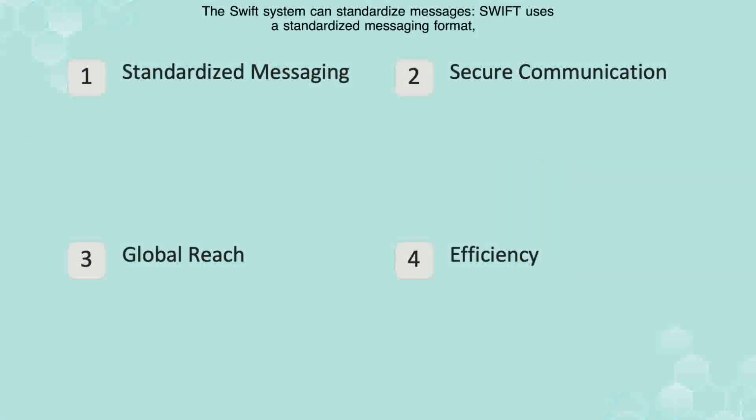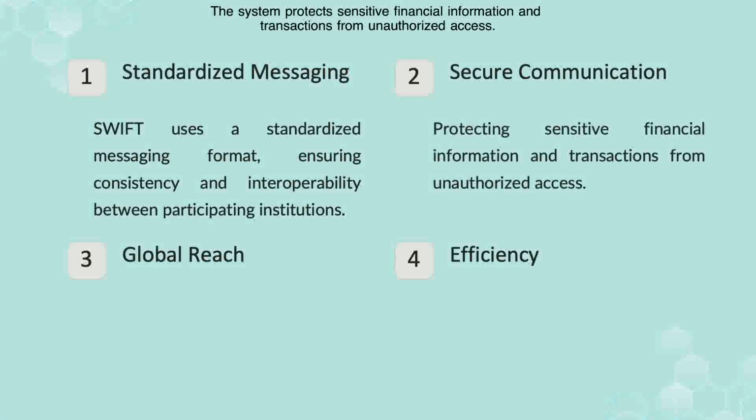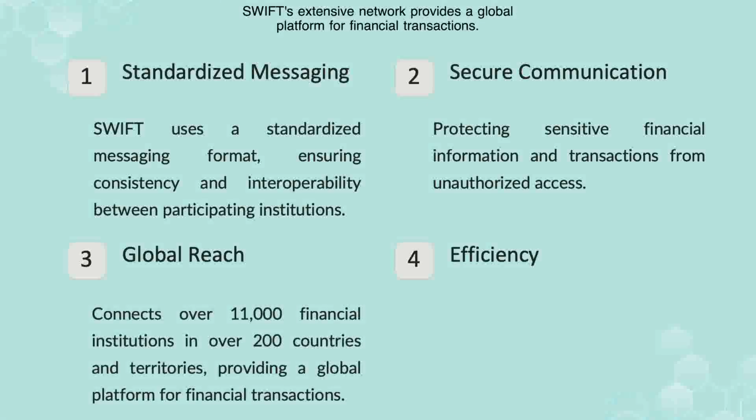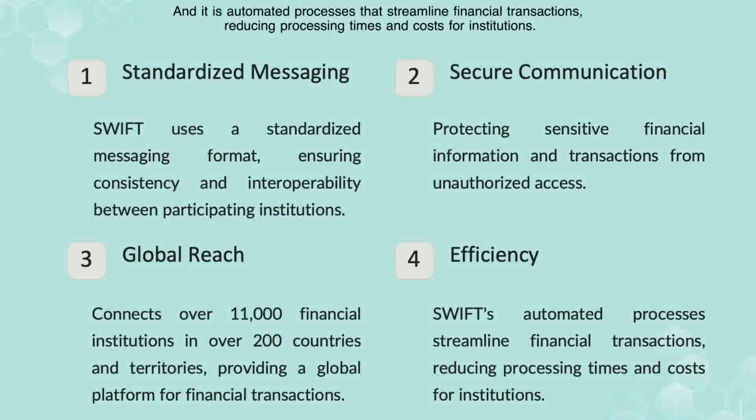The SWIFT system can standardize messages. SWIFT uses a standardized messaging format, ensuring consistency and interoperability between participating institutions. The system protects sensitive financial information and transactions from unauthorized access. SWIFT's extensive network provides a global platform for financial transactions, and its automated processes streamline financial transactions, reducing processing times and costs for institutions.